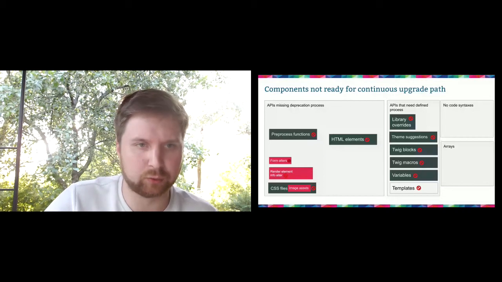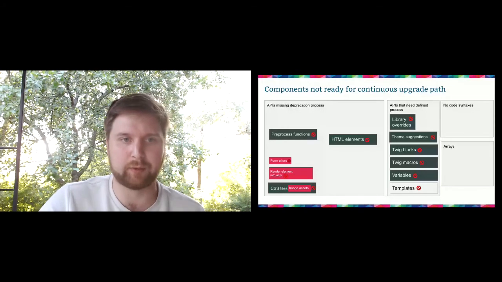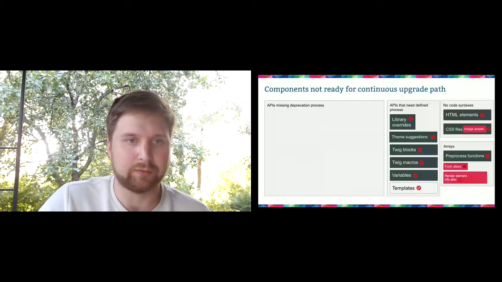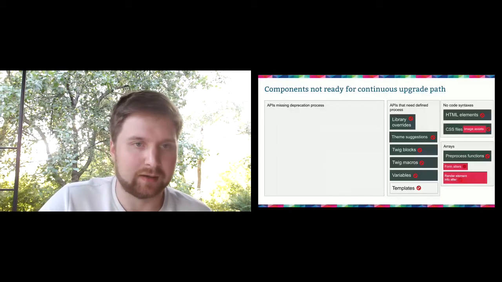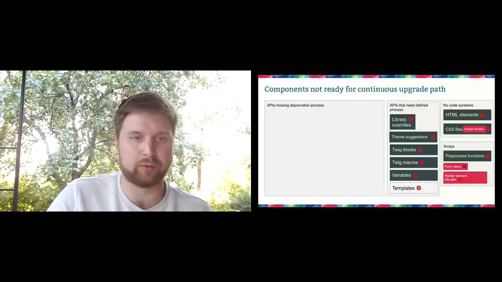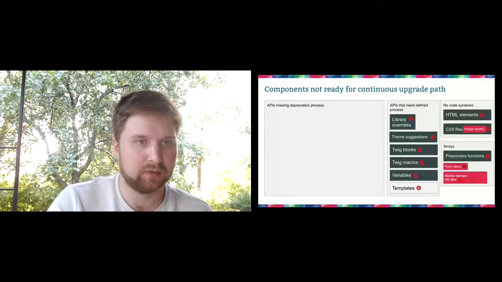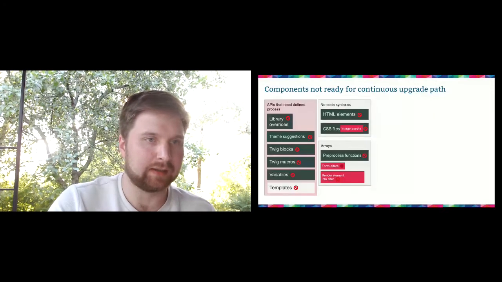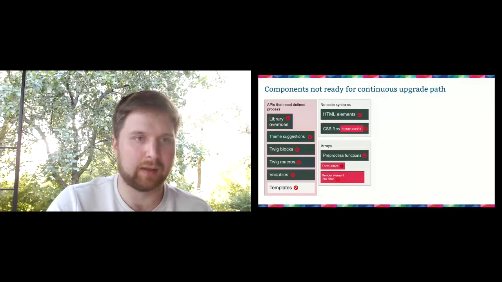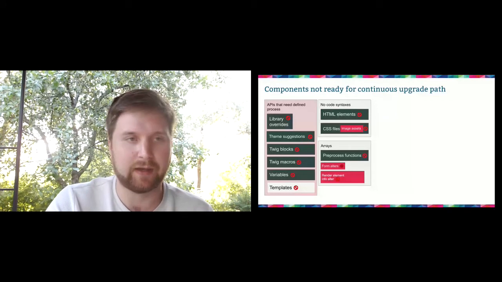And then the final group is array type APIs. That's preprocess functions, form alters, and render element info alters. I think this is a unified group where we need to figure out solutions for how to deprecate array type APIs. So the first group that I'm going to talk about is the APIs that need a defined process.